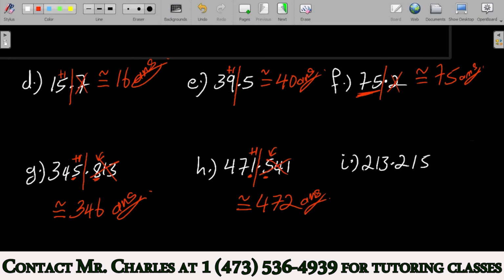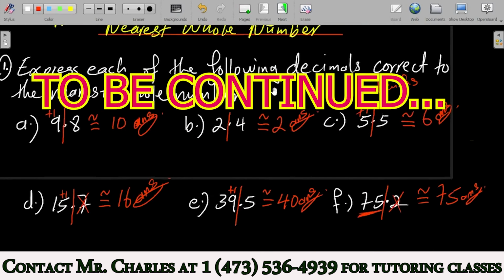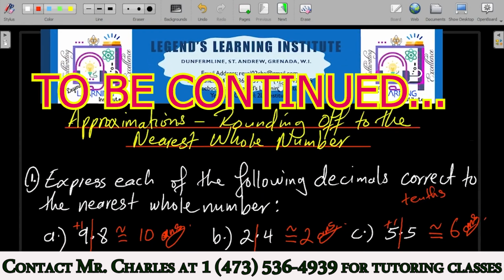Now I is 213.215. Our line comes between the 3 in the units place and the 2 in the first decimal place. The 2 in the first decimal place is less than 5, so we just keep the 213, and we drop the 0.215. So our answer is approximately equal to 213, and that is our answer there.